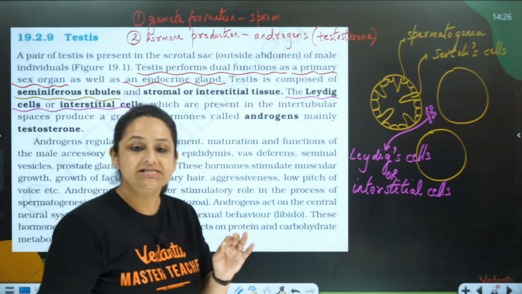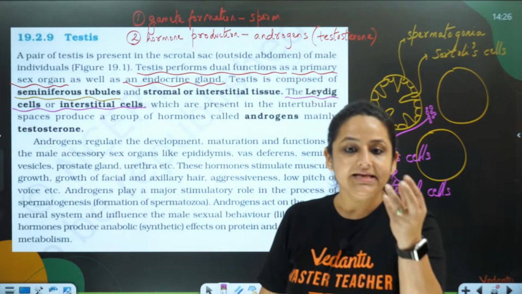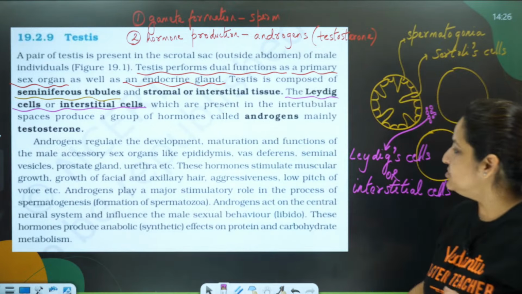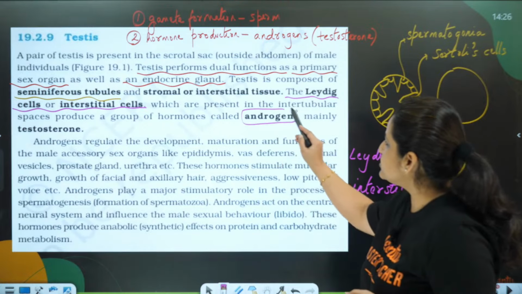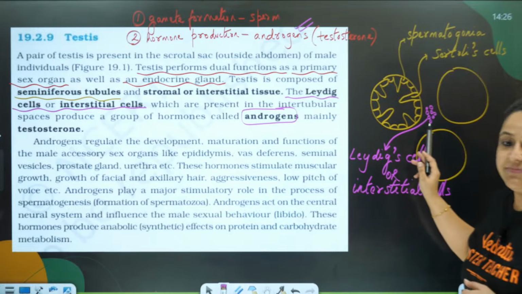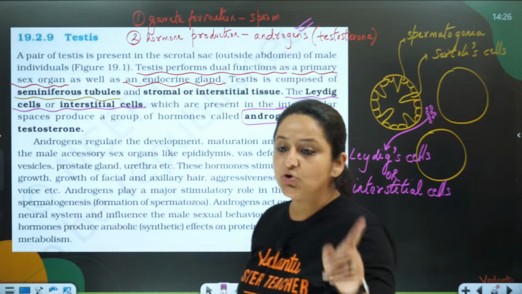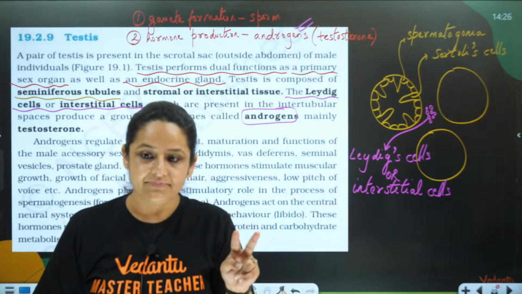These are those cells which are releasing a group of hormones, a collection of hormones called androgens. So these hormones are actually released by these cells called Leydig cells. They are also called interstitial cells.